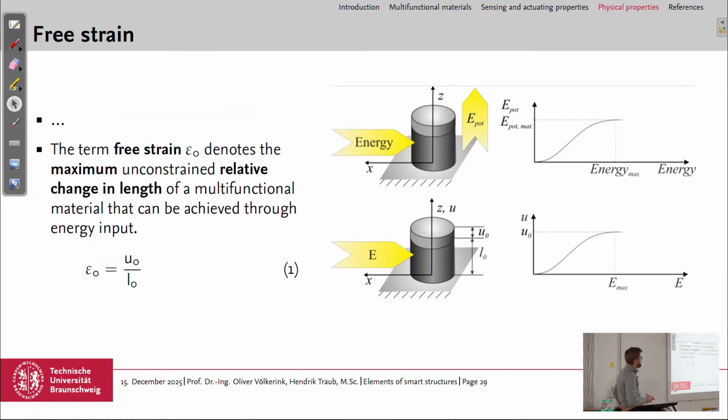Then next we have the free strain, epsilon 0, which is closely related to the free displacement. So we have the maximum unconstrained relative change in length. We just divide the free displacement by the initial length L0, and then we get the free strain epsilon 0.